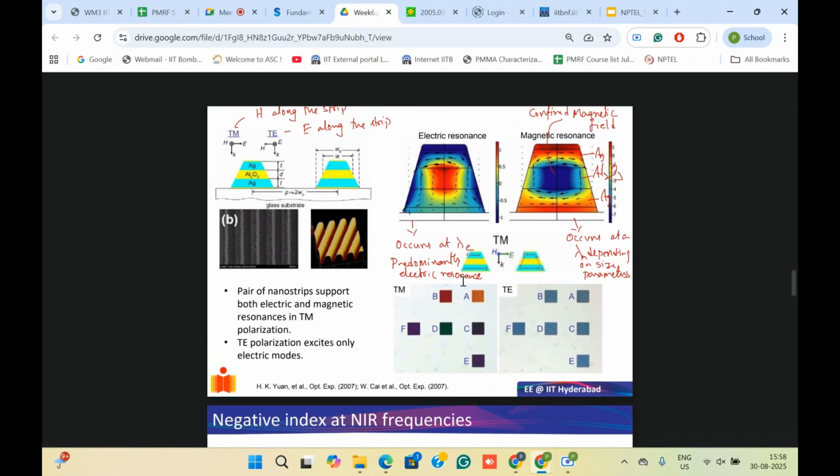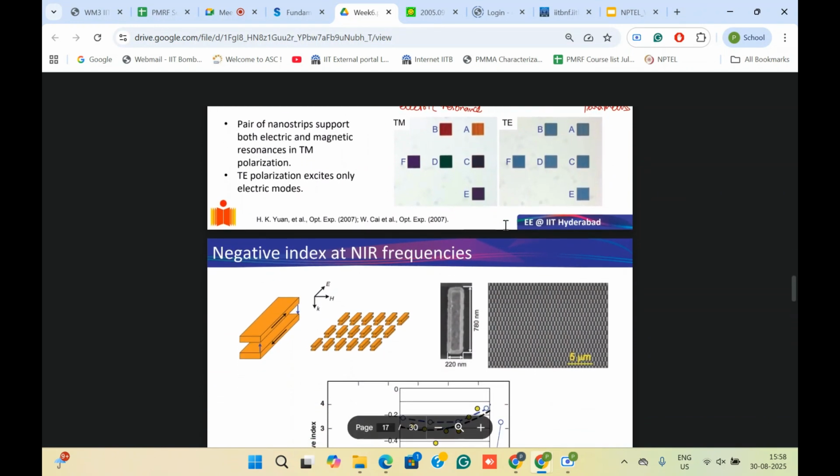So in this figure we can see that in TM modes there is a change. By changing the fill fraction, or by changing the parameters, we saw that there is a change in my TM mode, but there is no change in TE mode.